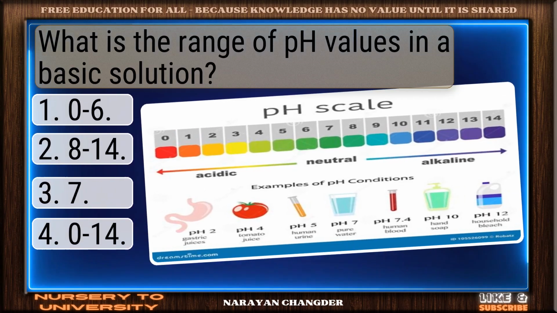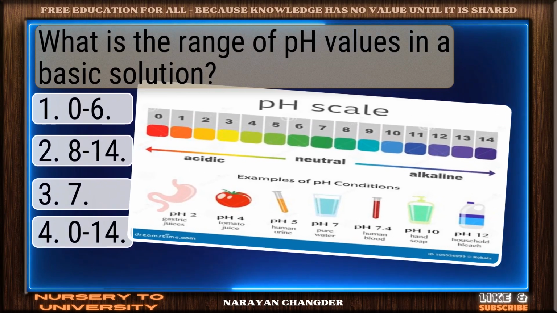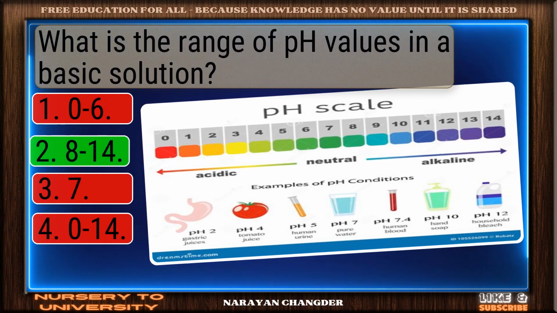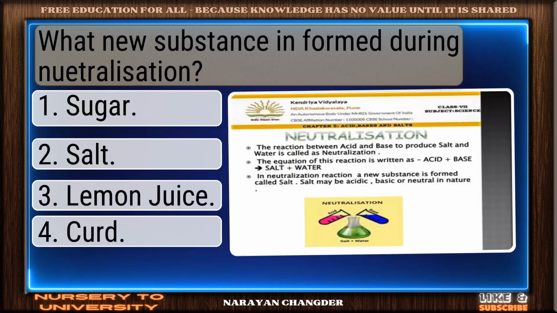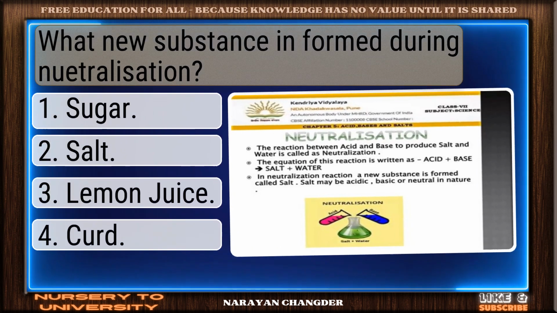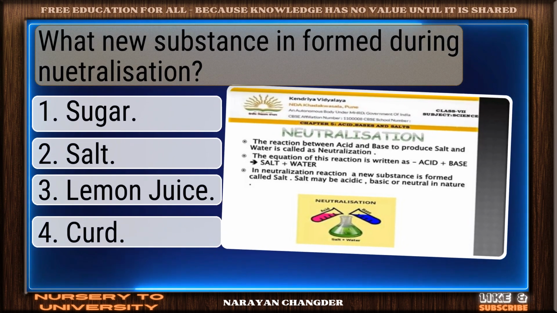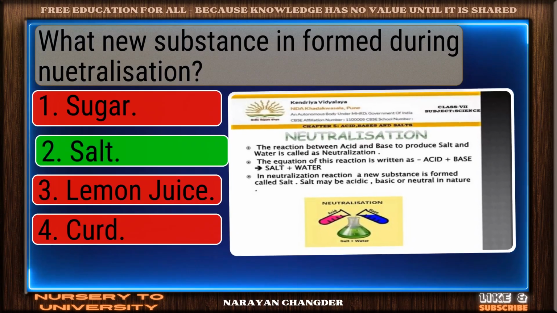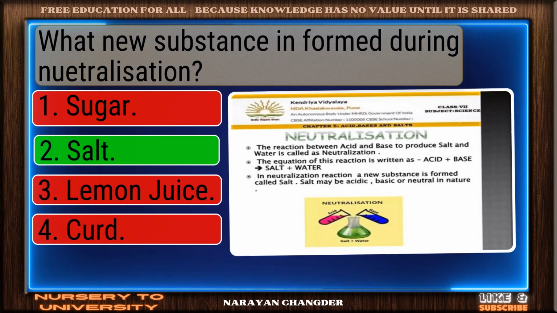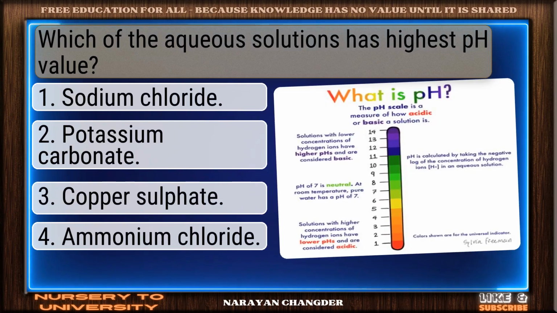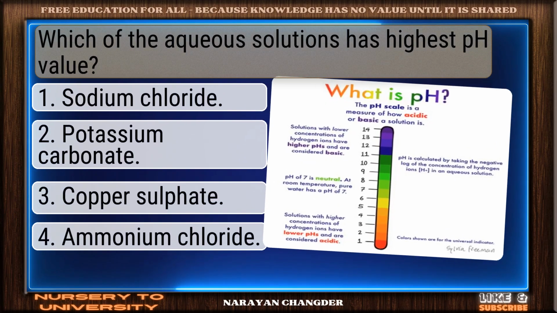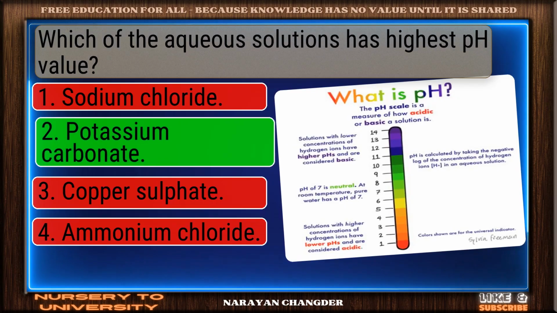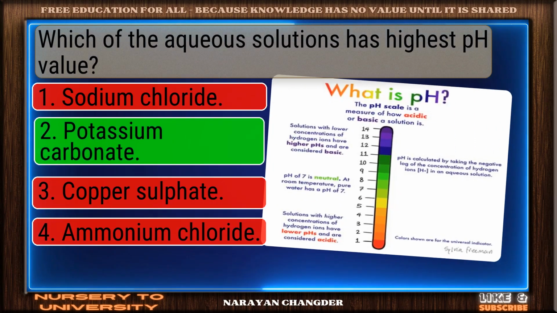What is the range of pH values in a basic solution? Great job. 8 to 14 is accurate. What new substance is formed during neutralization? Nicely done. Salt is solid. Which of the aqueous solutions has highest pH value? Correct response. Potassium carbonate is accurate.